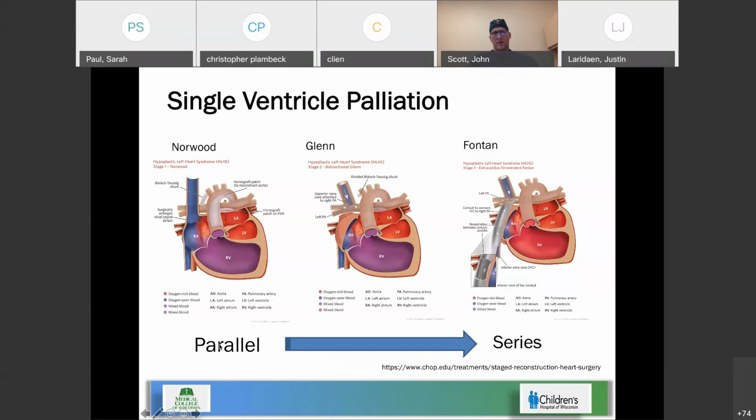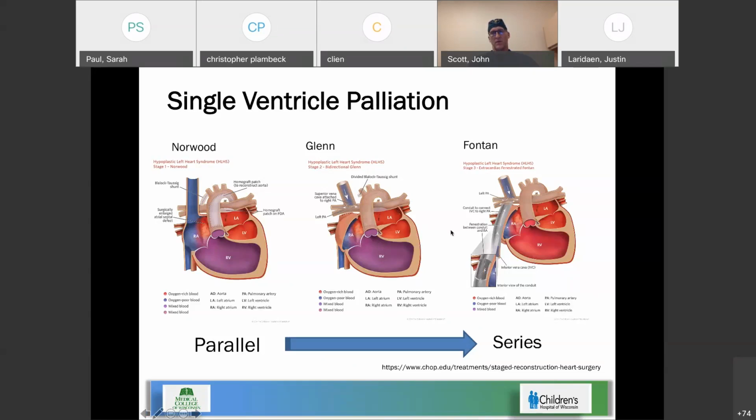At about 3 to 6 months of life, that physiology, which is your highest risk period of death, is converted to more of a series circulation with mixing, in which the right ventricle still functions as your systemic ventricle, but the systemic to pulmonary artery shunt is taken down, and the superior vena cava is connected to the pulmonary artery to create a form of passive pulmonary blood flow, while the inferior vena cava blood flow from the lower extremities comes back to the common atrium and mixes there as well.